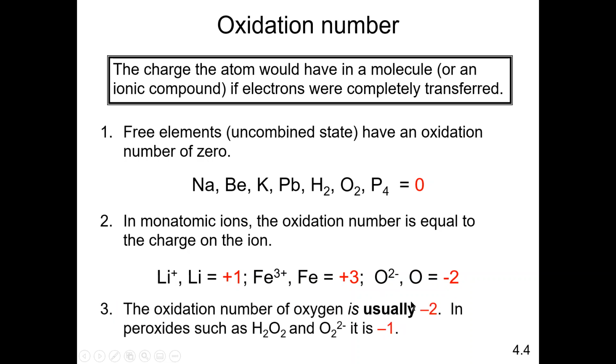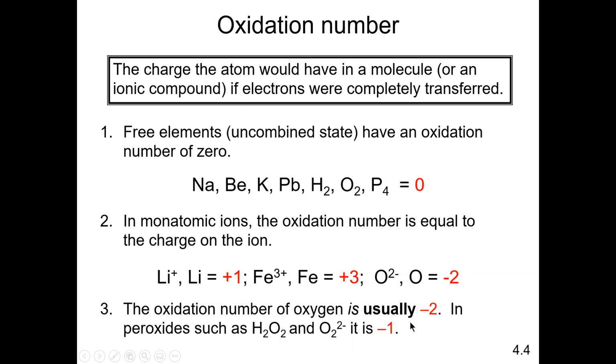Okay, now in the case of oxygen, and this is a rule specific for oxygen, the oxidation number of oxygen is usually -2, all right? Now there are certain exceptions. In the case of peroxides, such as hydrogen peroxide or anything that contains the peroxide ion, the oxidation number of oxygen in those compounds is -1, all right? So this rule is a bit more specific with respect to oxygen.